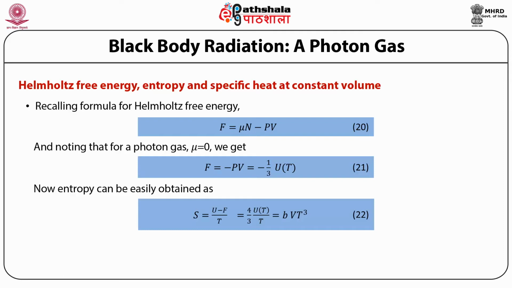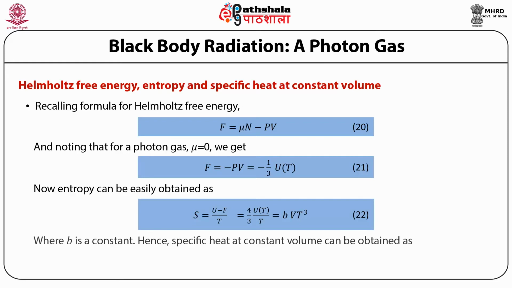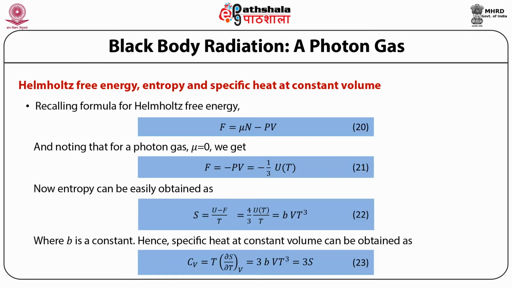Now entropy can be easily obtained as S is equal to (U minus F) upon T, which is equal to 4 upon 3 UT upon T, is equal to B times V T raised to power 3, where B is a constant. Hence, specific heat at constant volume can be obtained as C_V is equal to T times partial derivative of S with respect to T at constant volume, is equal to 3 times B times V T raised to power 3, is equal to 3S.